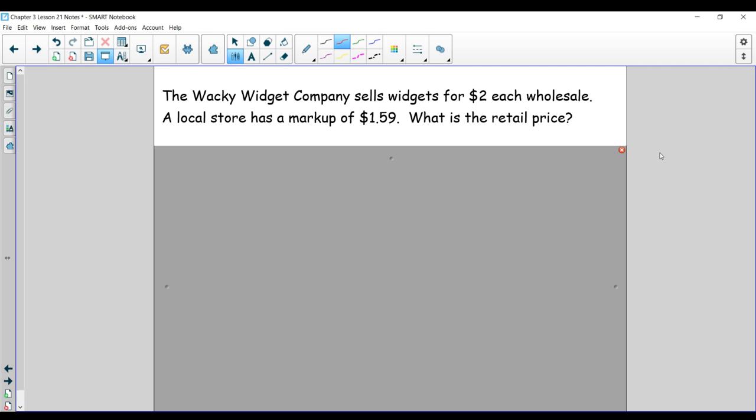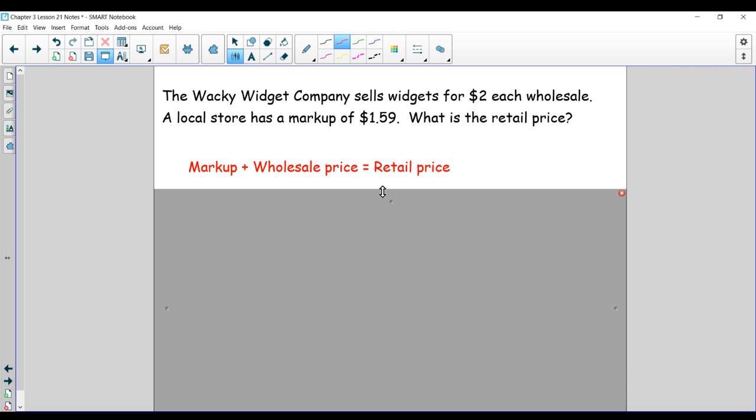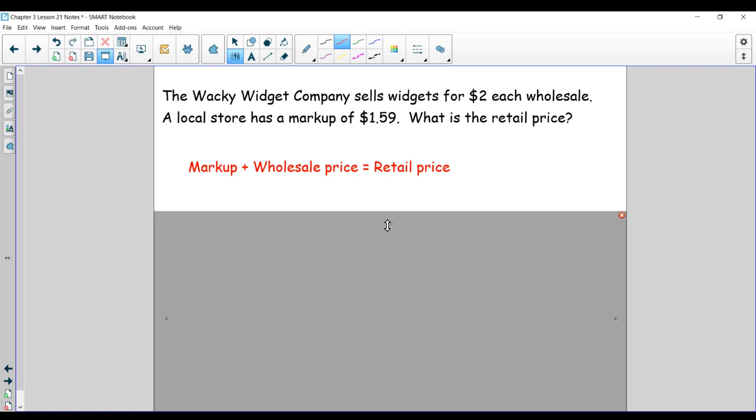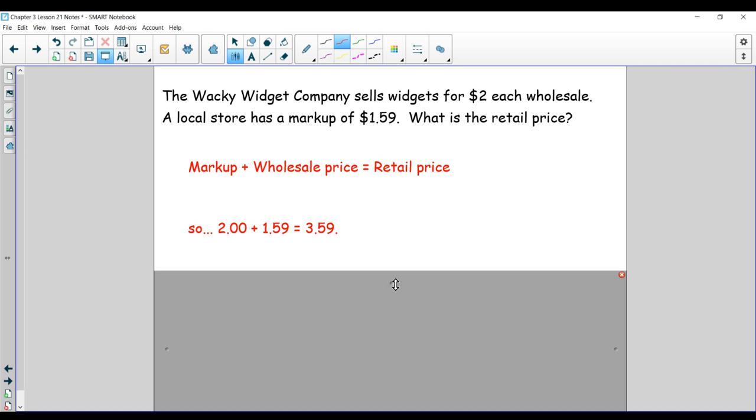All right, start off with an easy one here. The Wacky Widget Company sells widgets for $2 each at wholesale. The local store has a markup of $1.59. What is the retail price? Your retail price is always going to be how much it costs plus how much you're marking it up. So that would simply be markup plus wholesale equals your retail. In this case, $2 plus $1.59, so you're going to get $3.59.